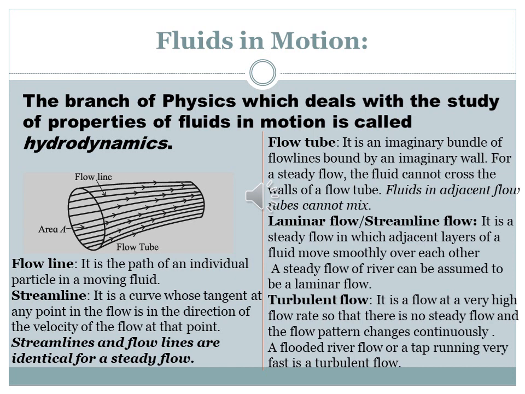So you can see in the diagram some lines are moving. It is the path of an individual particle in a moving fluid. All right. It is the path of an individual particle in a moving fluid. It is called flow lines. So it is individually given. Arrow is given. That means direction is given.